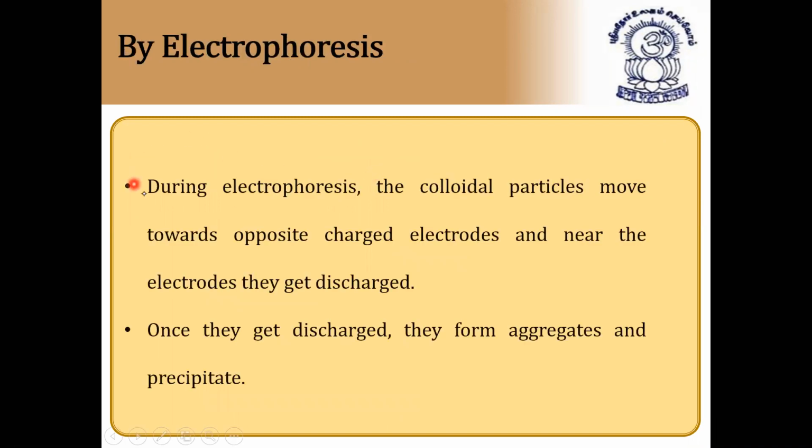Next, how to do it by electrophoresis. During electrophoresis, the colloidal particles move towards the oppositely charged electrodes, and near the electrodes they get discharged. Once they get discharged, they form aggregates and precipitate. If you don't introduce any semi-permeable membrane, this happens automatically during electrophoresis. For example, take ferric hydroxide, a positively charged colloid. By means of the electric field, the ferric hydroxide colloidal particles move towards the anode.